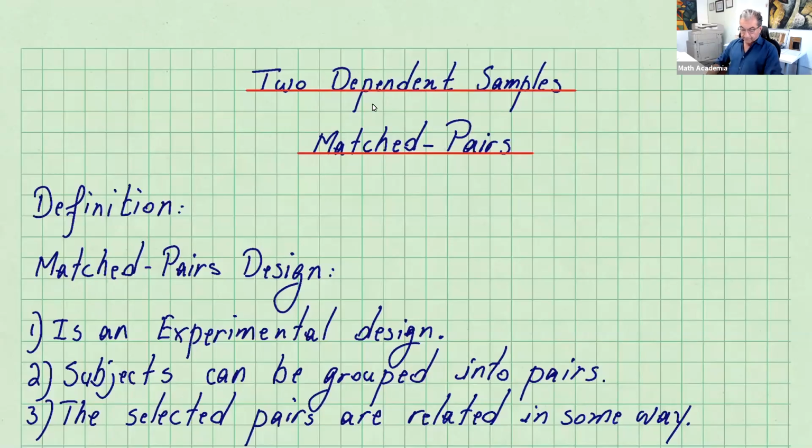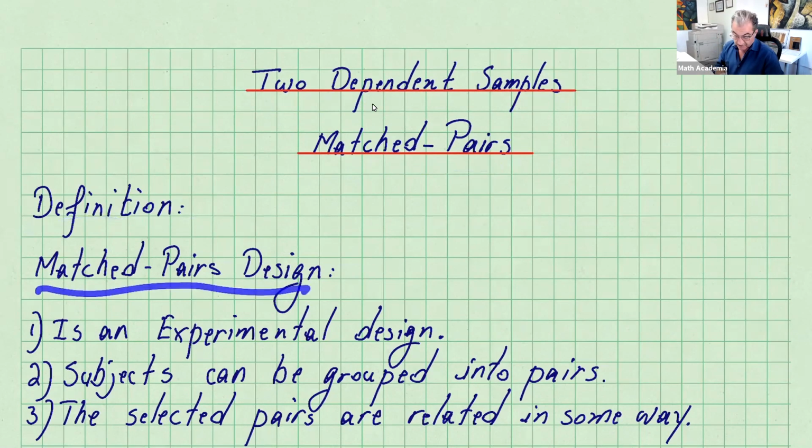Okay, hi everyone again. In this video, we're going to go over two dependent samples or matched pairs. So in the last videos, I went over independent samples and testing the difference of two means and difference of two proportions for independent samples, but here we're going to go over dependent samples. So first of all, let's go over the definition.